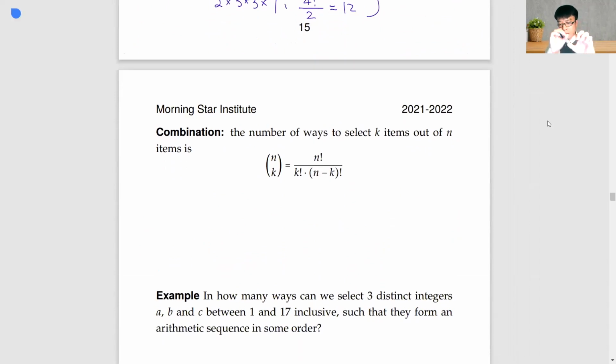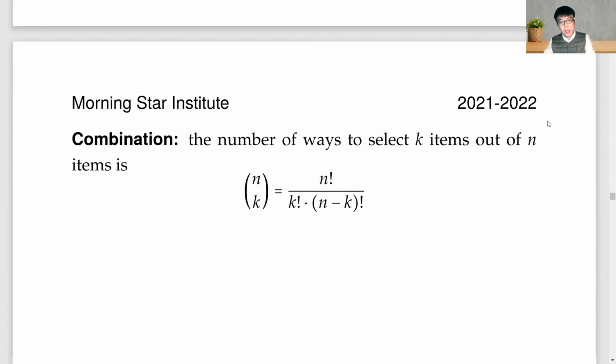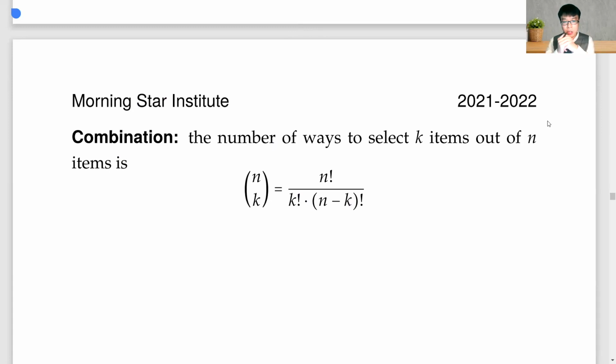In permutation, we know the order matters, but in combination, we have n items, and we select k items from n items. How many ways can we do that? It's called n choose k. This is the notation, n choose k. That's n factorial divided by k factorial divided by n minus k factorial. Or if you want, you can simplify it into n minus k plus 1, n minus k plus 2, all the way up to n, and divide by k factorial.